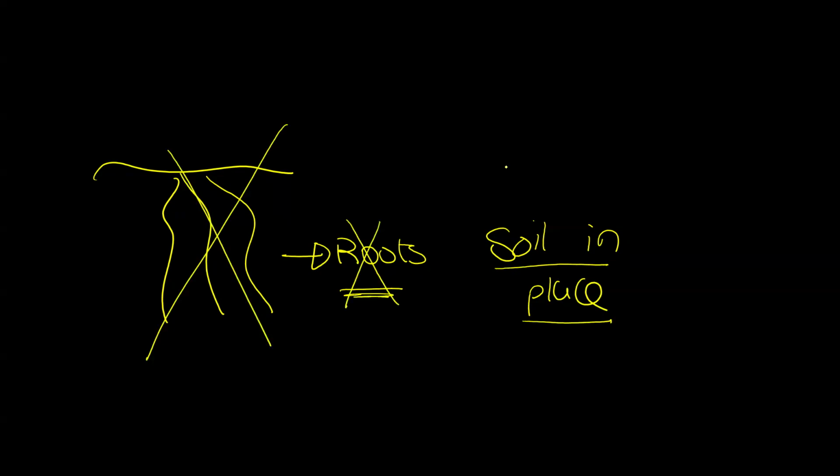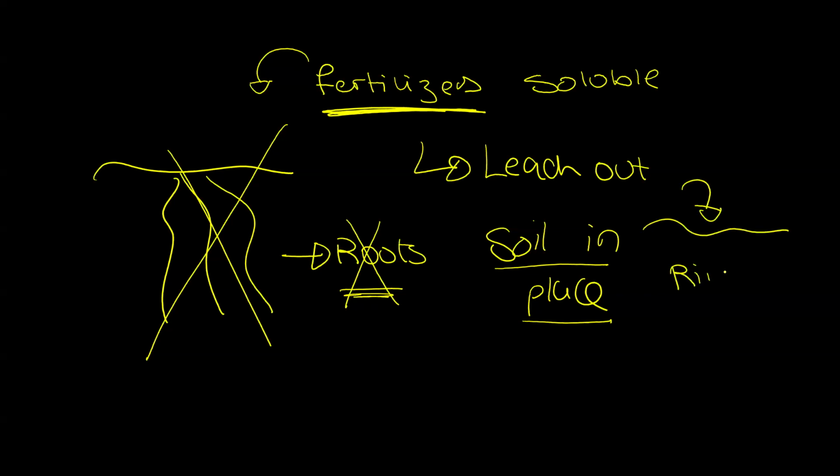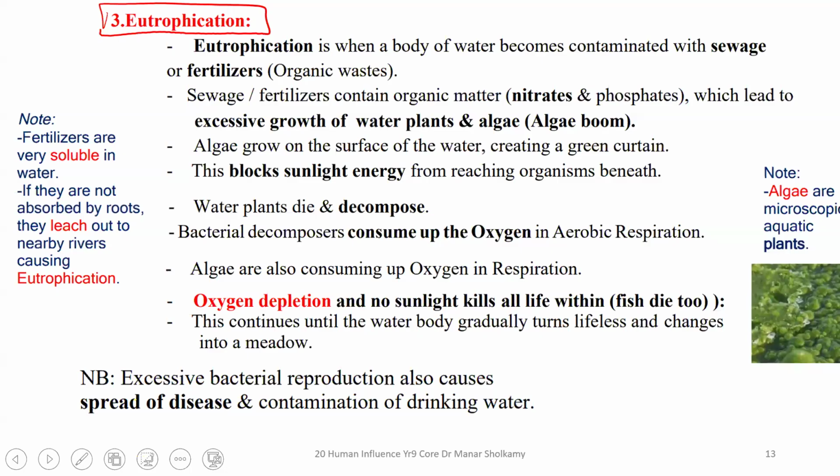This soil is going to leach out, and the soil is going to be washed away by the rain. Not only that, you will be adding fertilizers. Fertilizers, when you have no trees, will not be absorbed. And fertilizers are very soluble. They will dissolve in rainwater and they will leach out and they will fall into nearby rivers. So you have here a river that is now filled with fertilizers.